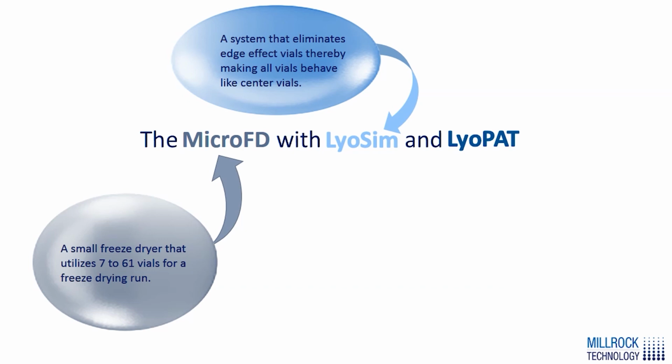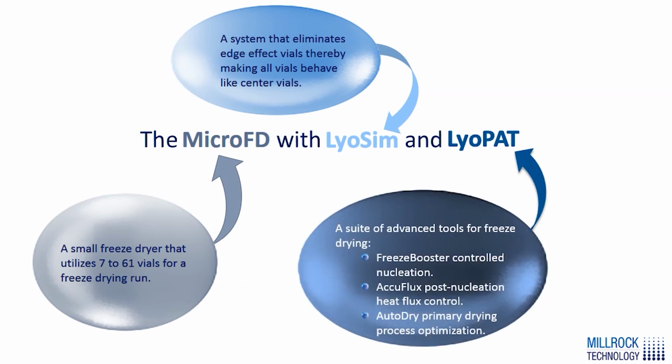So that was just a quick overview of the MicroFD and the LyoSim, the small scale freeze dryer, and the LyoSim ring, which makes using a small scale freeze dryer possible. Just as important, if not more so, when we're looking at developing and optimizing a cycle, is the LyoPat, which is a suite of advanced tools for freeze drying, which include Freeze Booster for controlled nucleation, AccuFlux for post-nucleation heat flux control, and AutoDry for closed-loop primary drying process optimization.